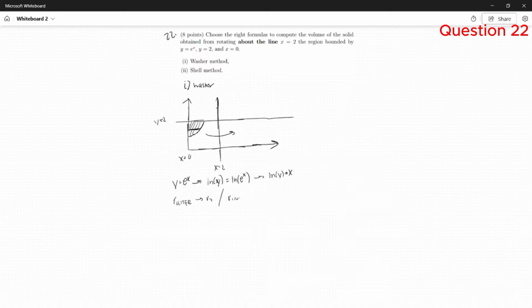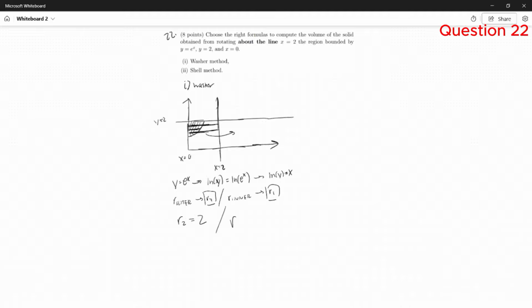I'll call this r inner, which becomes r1. What's the outer radius for this problem? Well, as you may notice, no matter what our y value is, our outer radius is always just the horizontal distance from x equals 0 to x equals 2, which means that our outer radius, r2, is just equal to 2.